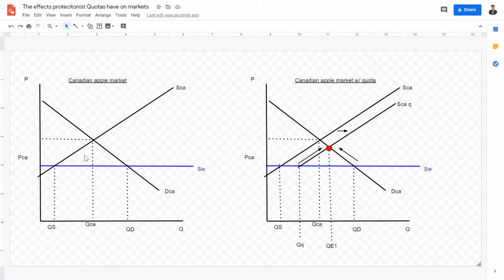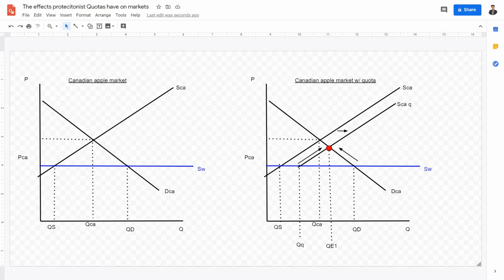And that is why the government, in order to protect the domestic apple farmers in Canada, could either enact tariffs, which is an import tax on apples, or enact quotas, which set a limit on how many apples may be imported into the country. So a protectionist quota is anything that sets a physical limit on how many pounds, kilograms, or tons of apples may be imported into Canada in a certain duration of time.